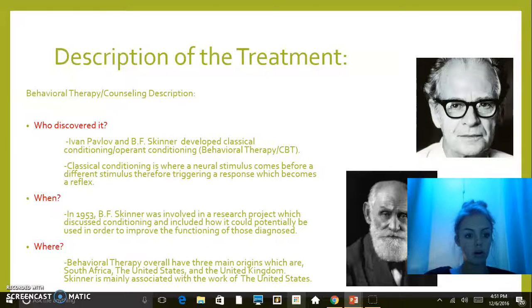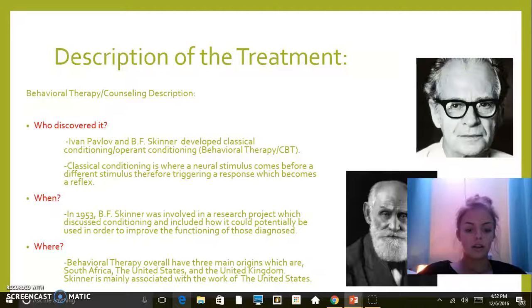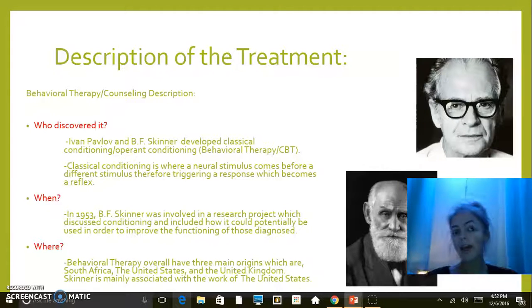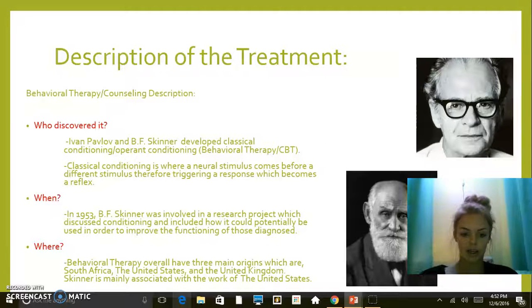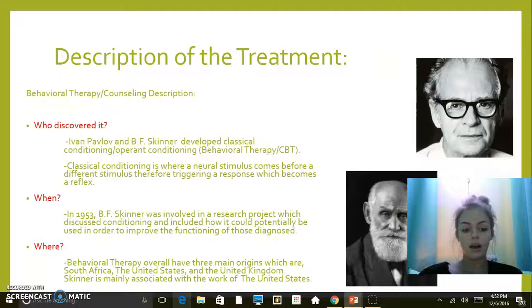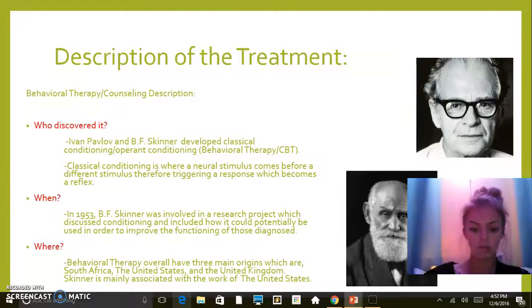So when did this come about? This came about in 1953 when B.F. Skinner was involved in a research project which discussed conditioning, and it included how it would potentially be used in order to improve the functioning of those diagnosed patients. So where did it happen? Behavioral therapy overall has about 3 main areas where it is most prominent, I guess you could say. Those 3 main origins are South Africa, the United States, and the United Kingdom. B.F. Skinner is mainly associated with the work within the United States, or he's most known in the United States for his work.